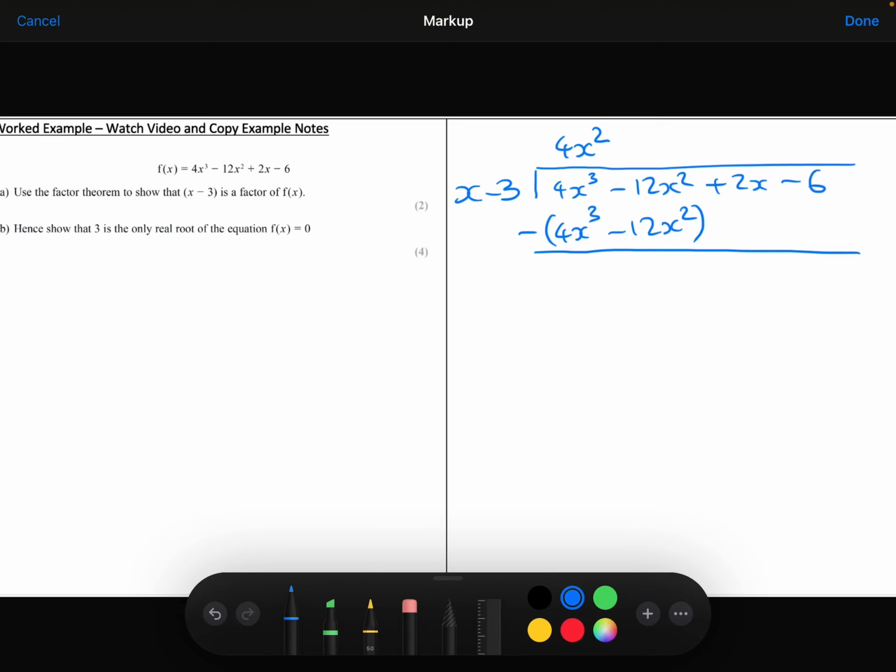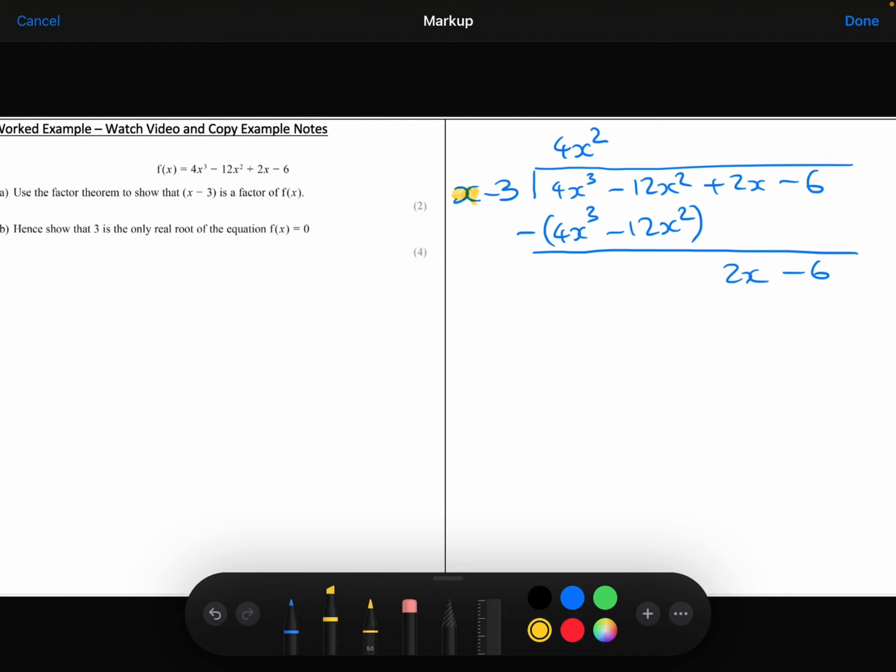So 4x cubed, take away 4x cubed is 0. The minus 12x squared, take away negative 12x squared, that's going to be 0 as well, actually. Then we have the 2x, take away nothing, is 2x. And then we have the minus 6, take away nothing, is minus 6. Right, we are now going to repeat the procedure. So we're going to say how many times does x go into 2x, which is twice.